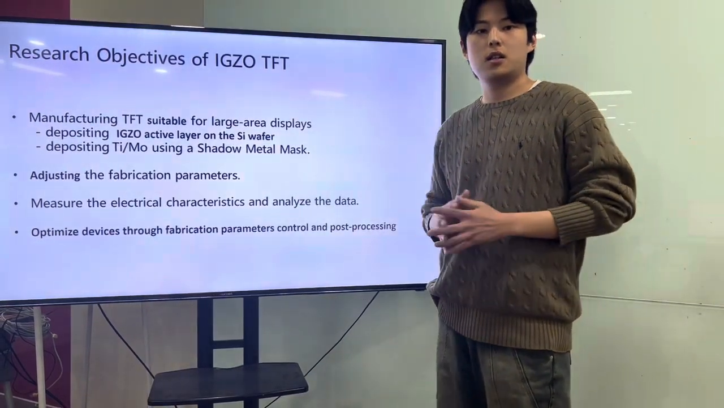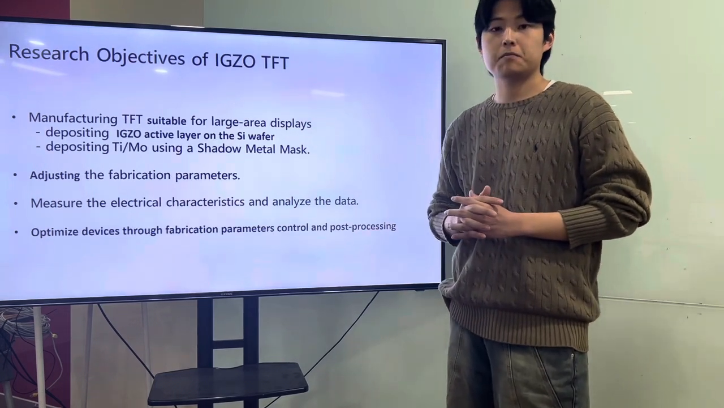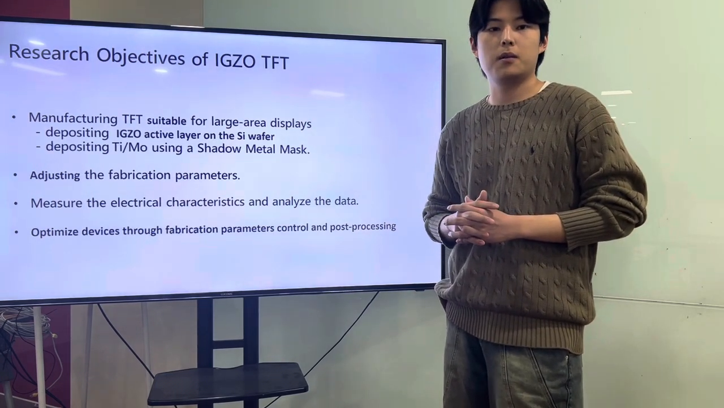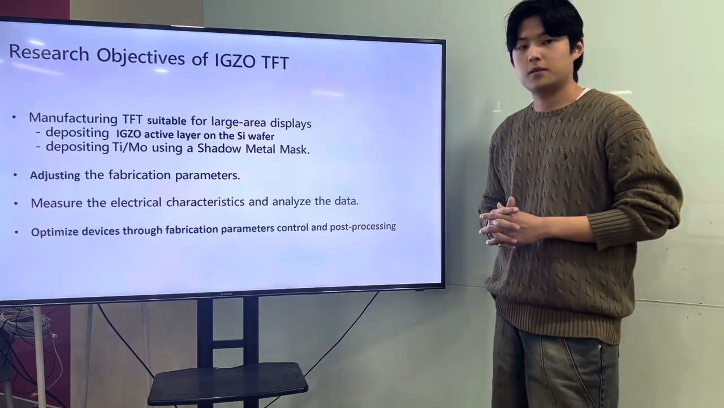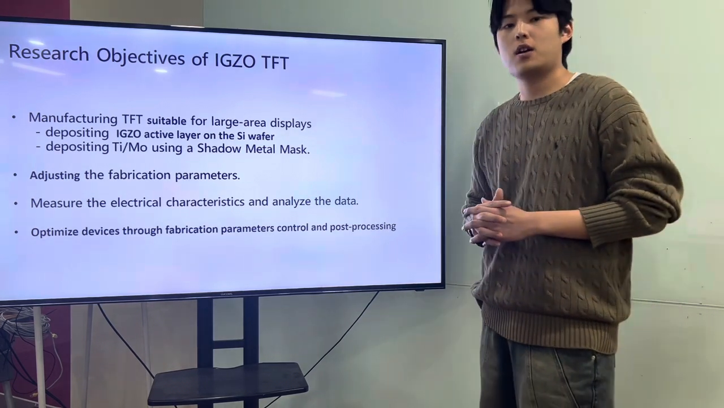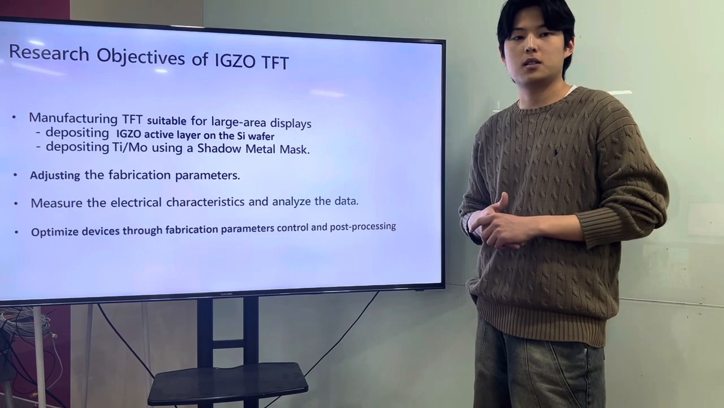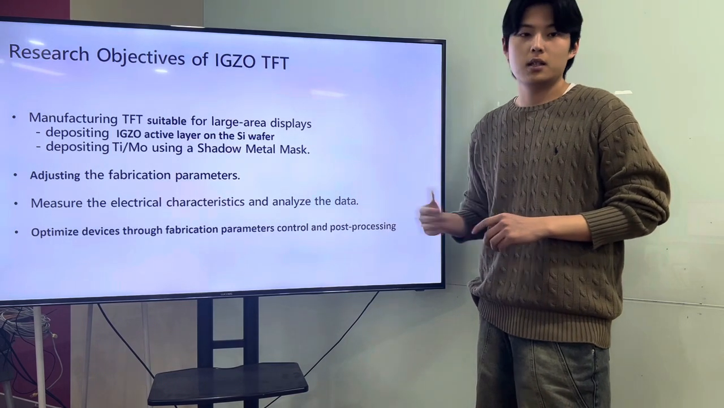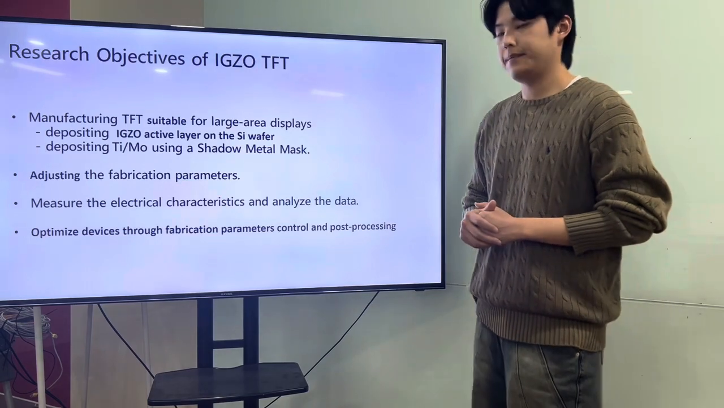Through the third step, we can compare the electrical characteristics based on the adjusted variable and proceed with the feedback process on the experiment. Lastly, we optimize devices through fabrication parameter control and post-processing. A detailed explanation of each step will be provided later.